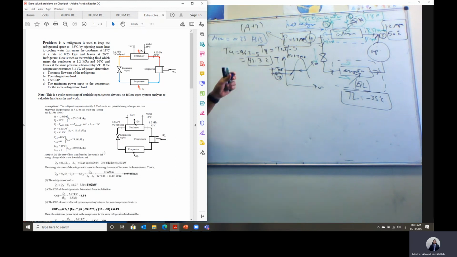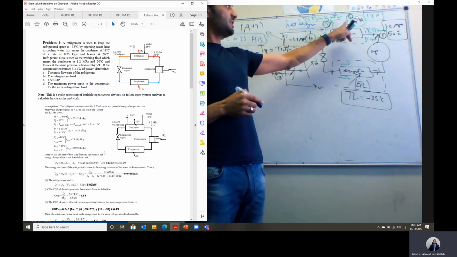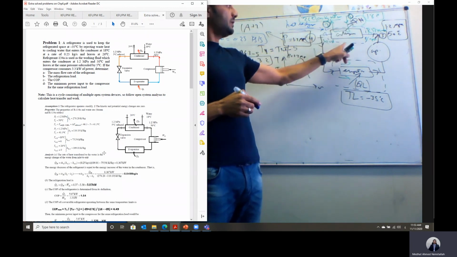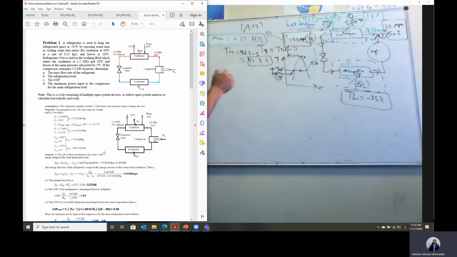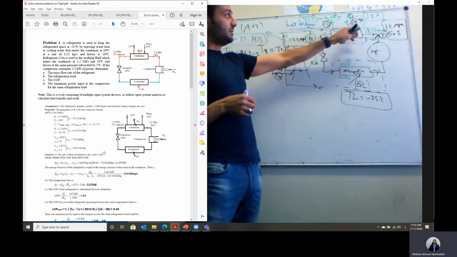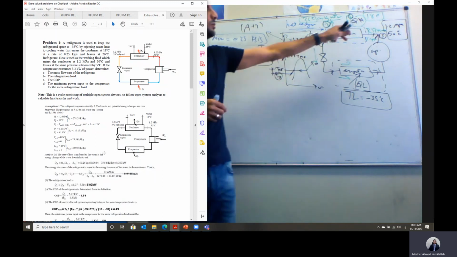And we need to calculate the mass flow rate of refrigerant. So it is a heat exchanger in this case. We have the mass flow rate of the cold fluid, and we need to calculate the mass flow rate of the hot fluid. So if you remember, we said in this case, the heat Q high is the same.